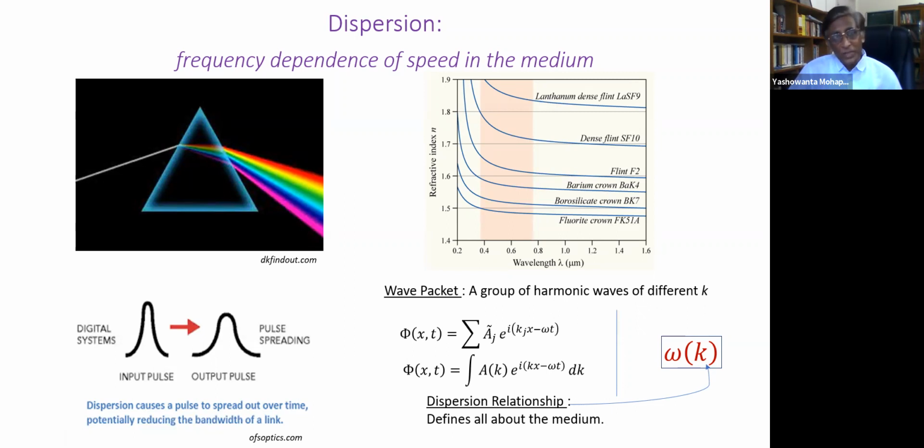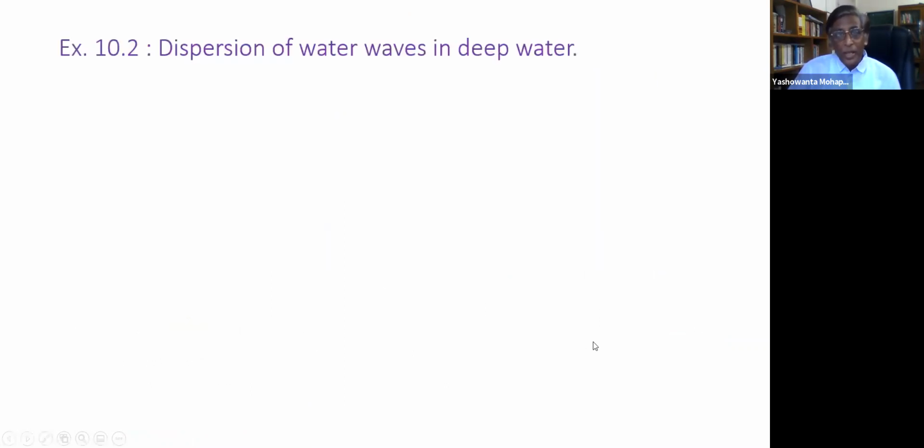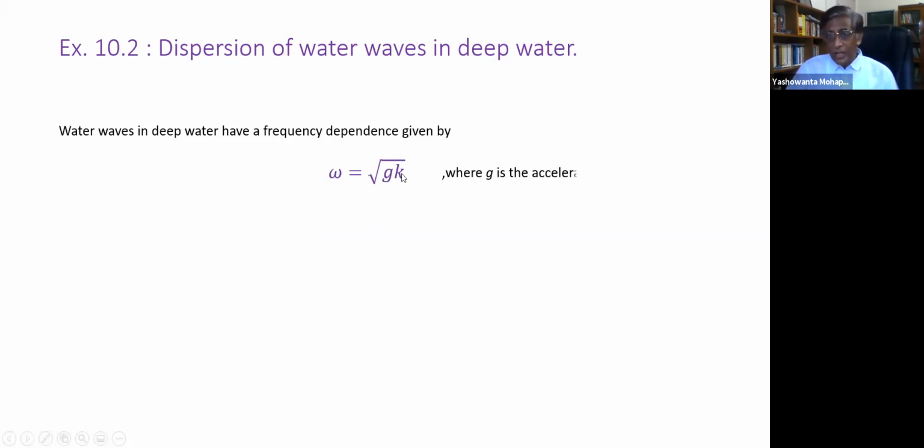In fact, quite often when we study solids, for all kinds of excitations, all we want to know is omega as a function of k, then we can predict whatever happens in that medium. Okay, so let me take a simple example. You might have done the dispersion of water waves in deep water. We know the omega dependence on wavelength, and that is given by omega equal to root over gk, where g is the acceleration due to gravity, and k is 2 pi by lambda. So this is a dispersion relationship.